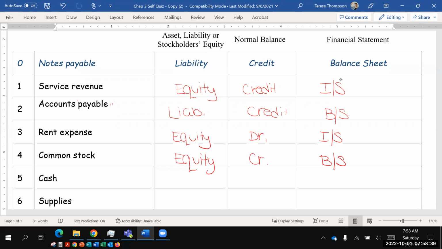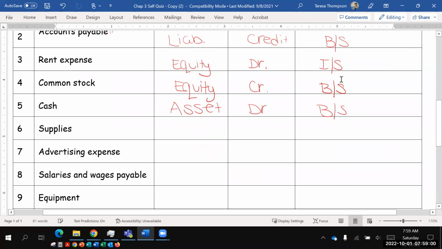Remember, there's 2 line items under equity. So owner's equity is your common stock and your retained earnings, and both of those show up on the balance sheet. All right, cash is an asset, debit, balance sheet. Same for supplies. Supplies, before we use them, that's an asset.